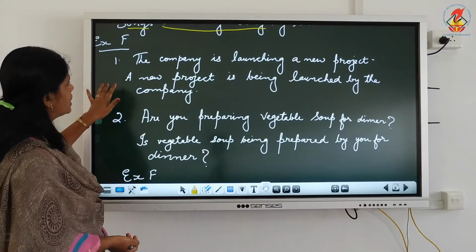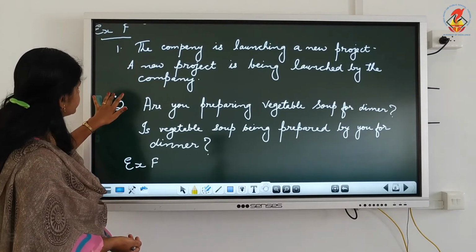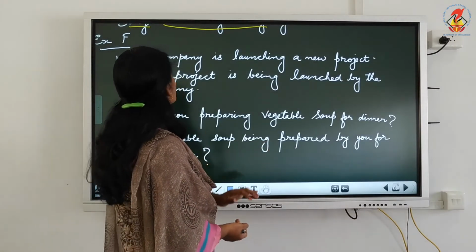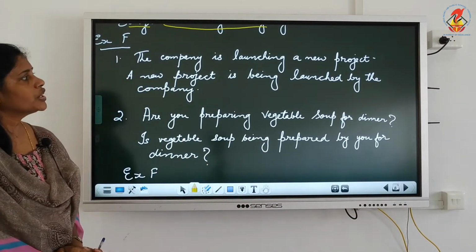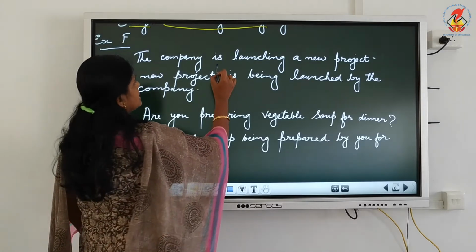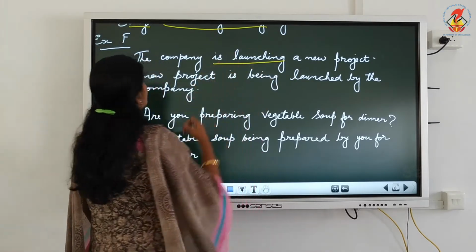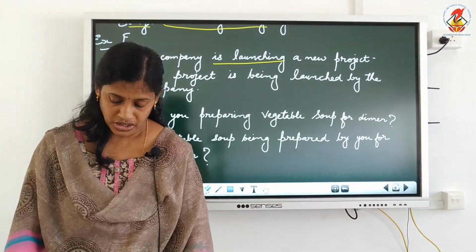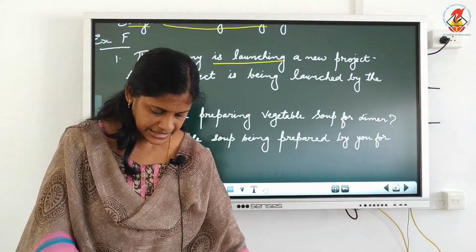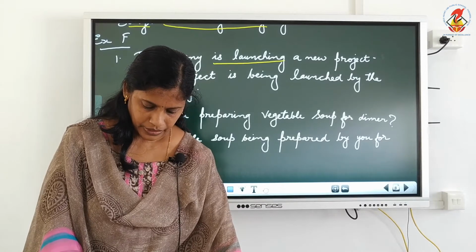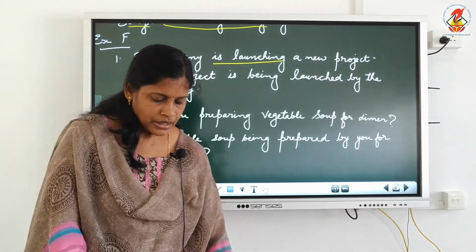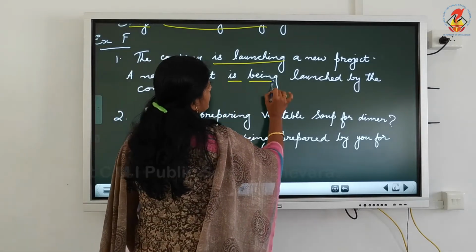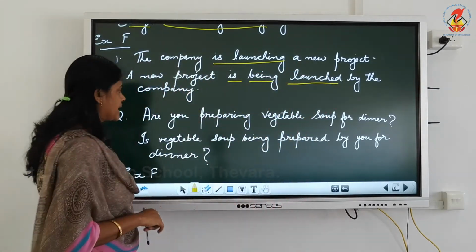The F example will start with the company is launching a new project. So here is launching. Okay. So you can see the example F given in your textbook, page number 118. So the answer is a new project is being launched by the company.